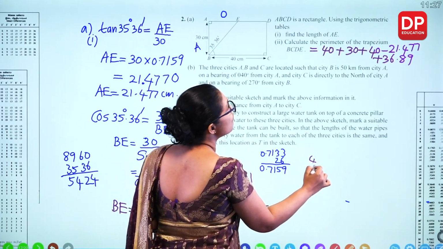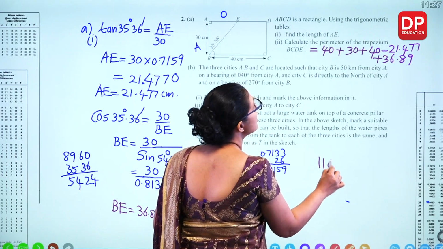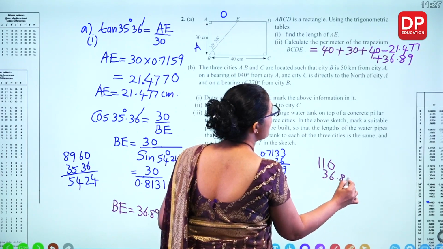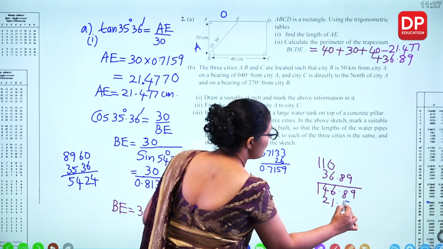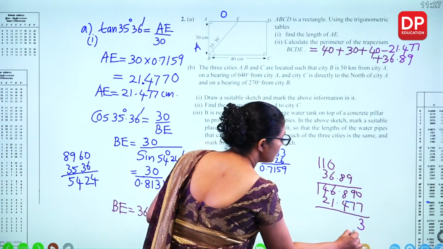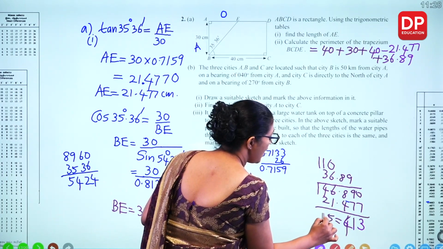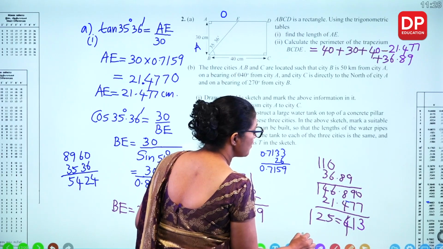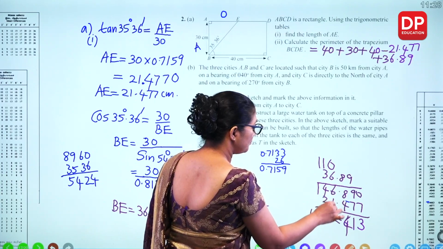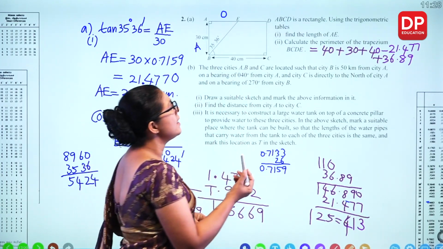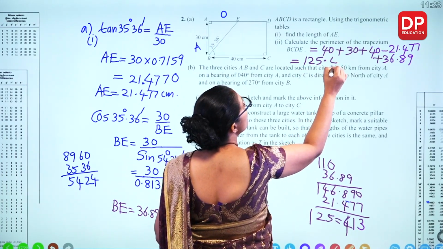What's the value? 40, 40, 40, 80, 80 plus 30, 110. So you get 110 plus 36.89. You get 146.89 and subtract 21.477. Here you get 8 minus 4, 4, 5 and 2, 1. So add all together, you get 7 plus 3, 10, 1 remaining. 125.413. So I'll round it to 2 decimal places. So the perimeter is 125.41 centimeters.